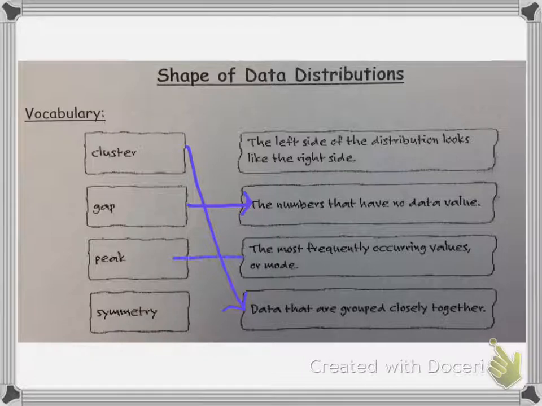So here it's straight across the most frequently occurring values, or the mode, and then our symmetry. Symmetry means on one side it's the same as it is on the other. It looks the same. So symmetry is this top definition that says the left side of the distribution looks like the right side. We're going to use these key terms to describe data when looking at a specific graph.